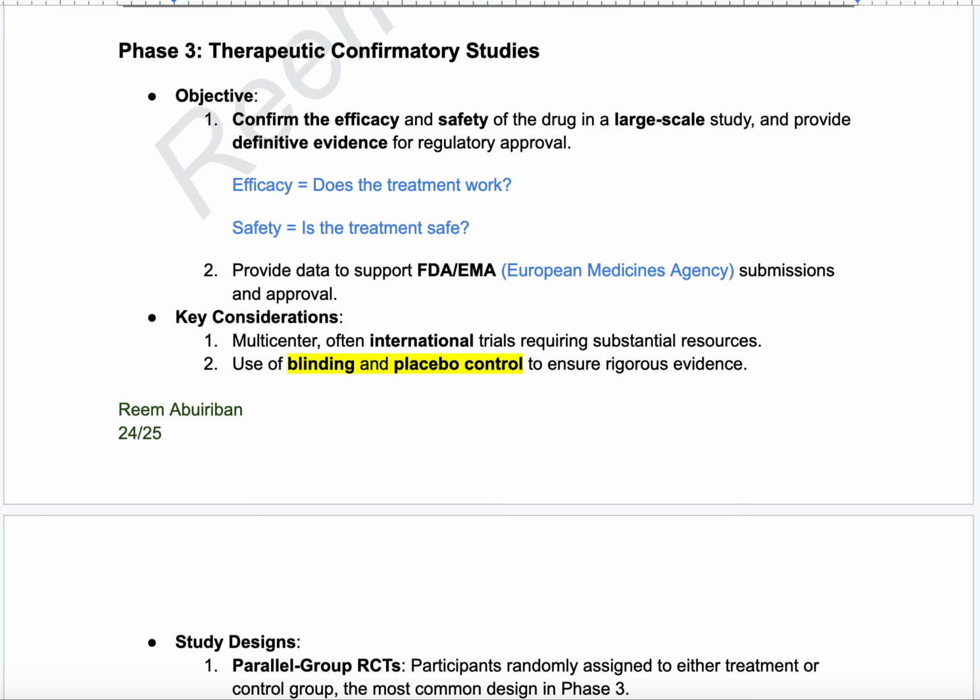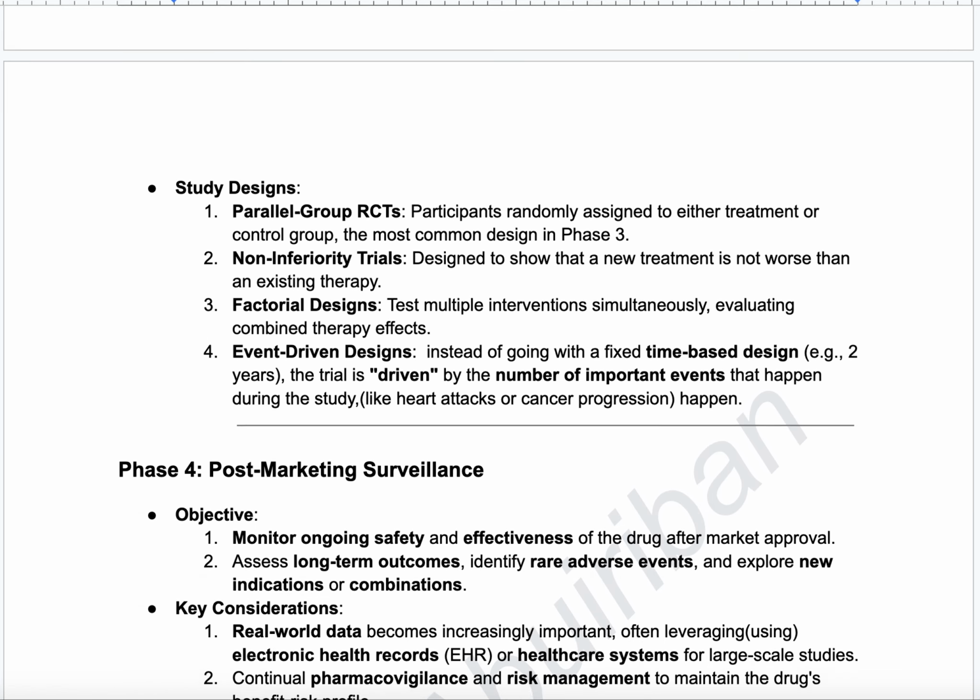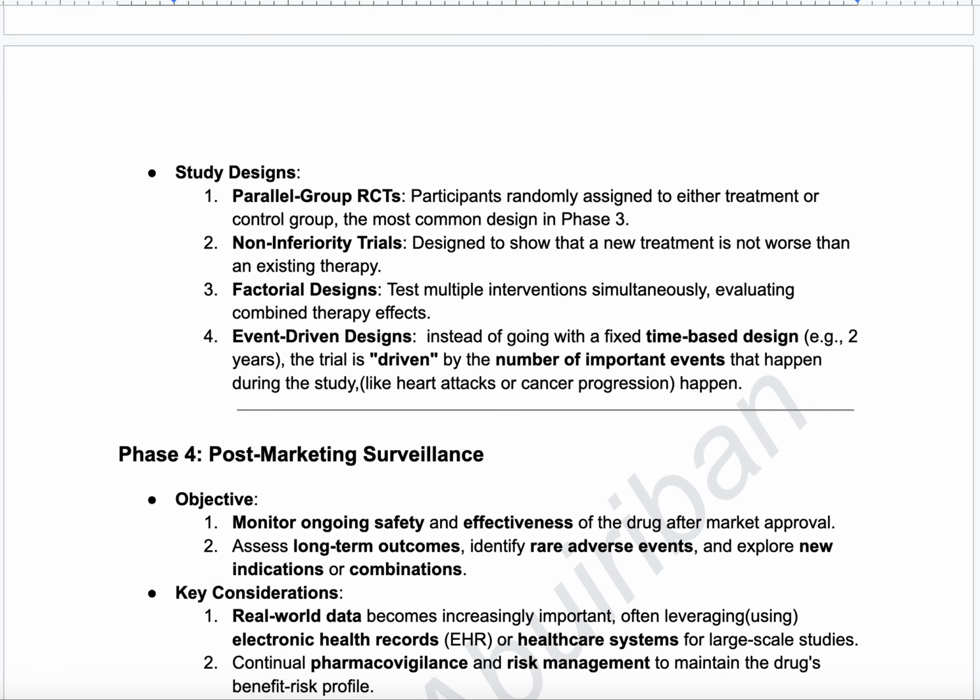About the key considerations: multi-center, often international trials, require substantial resources, and use blinding and placebo control to ensure rigorous, strong evidence. The study designs: parallel group randomized controlled trials, where participants are randomly assigned to either a treatment or control group, the most common design in phase 3.